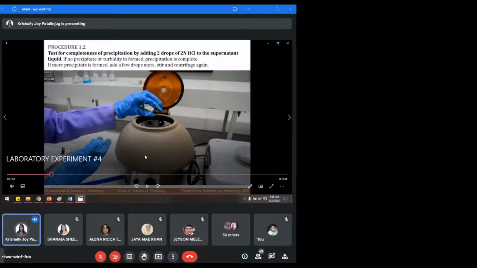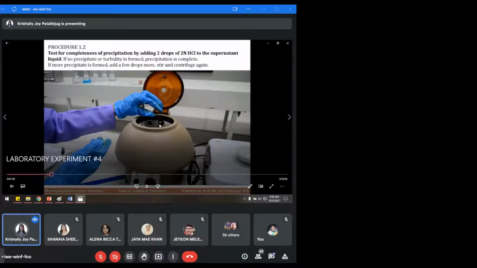Mas ma-appreciate ninyo siya kung actual. But we have no choice. Dito maka-go sa Liceo laboratory kasi nga due to restriction. Sige lang. At least somehow you would appreciate what is the use of this equipment sa lab. Basta this is used to separate liquid from solid based on gravity.